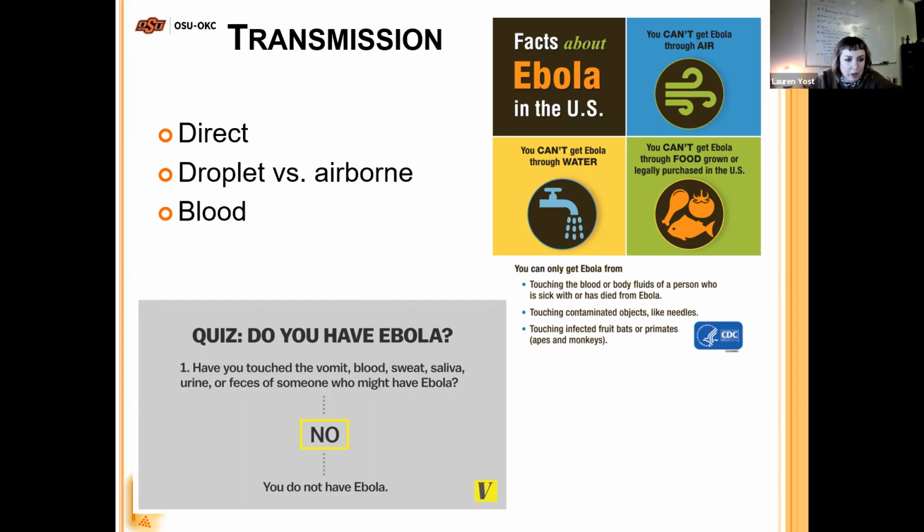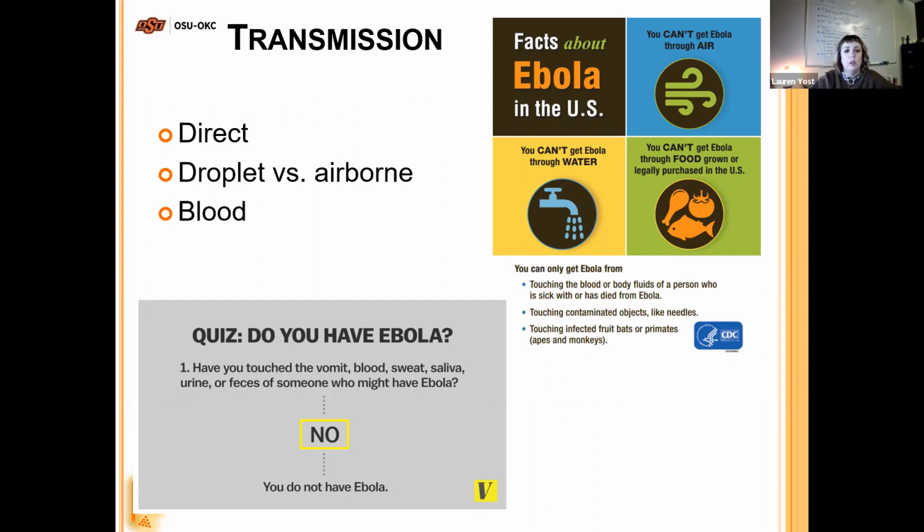Have you touched vomit, blood, sweat, saliva, urine, or feces of somebody who might have Ebola? No, you don't have it. You're not getting it. All right. Don't touch anybody that is sick. You can only get it from touching the blood or bodily fluids of someone who is sick or had died from Ebola, or being within very close proximity of somebody like that if they were really spitting it up.